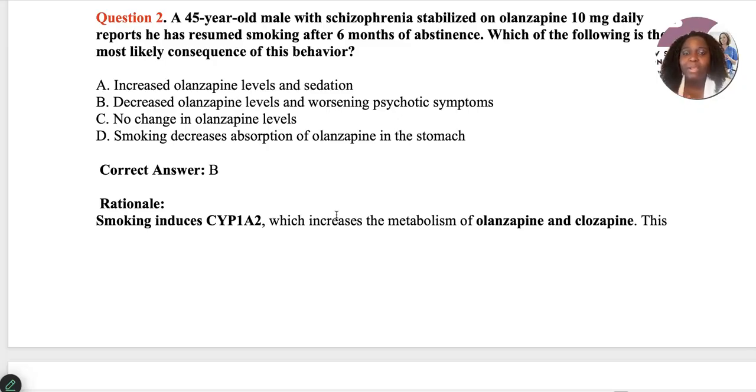A. Increase olanzapine levels and sedation. B. Decrease olanzapine levels and worsening psychotic symptoms. C. No change in olanzapine levels. D. Smoking decreases absorption of olanzapine in the stomach. So we have to understand that, first of all, you may not recognize it, but you have to recognize smoking as a drug. Recognize grapefruit and grapefruit juice as a drug, right? Technically, because they have an effect on the drugs that we take. So what is smoking then? Cigarette smoking is a CYP1A2 inducer.